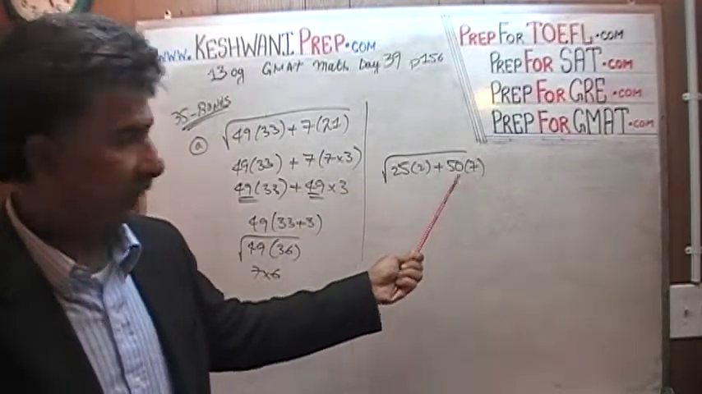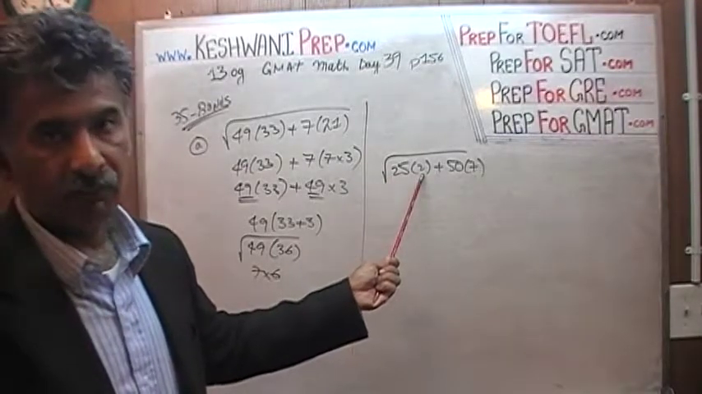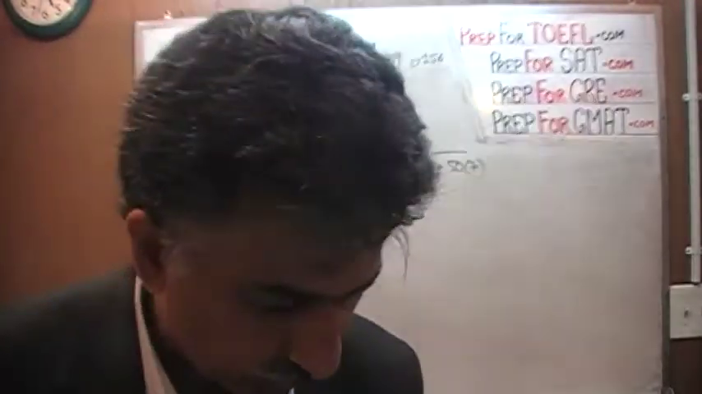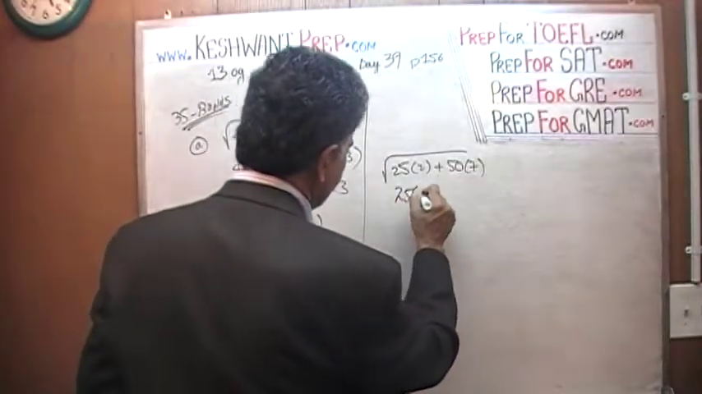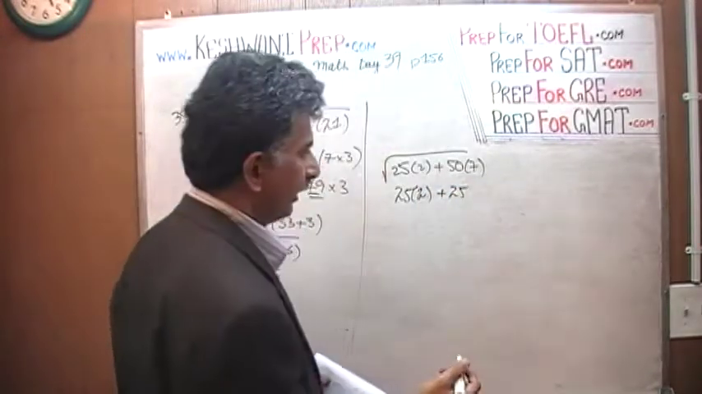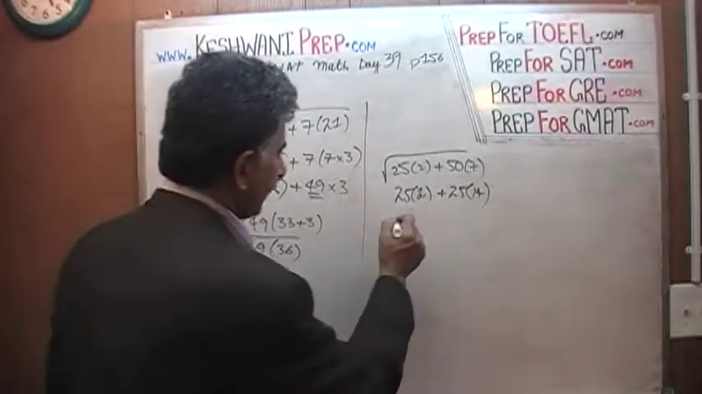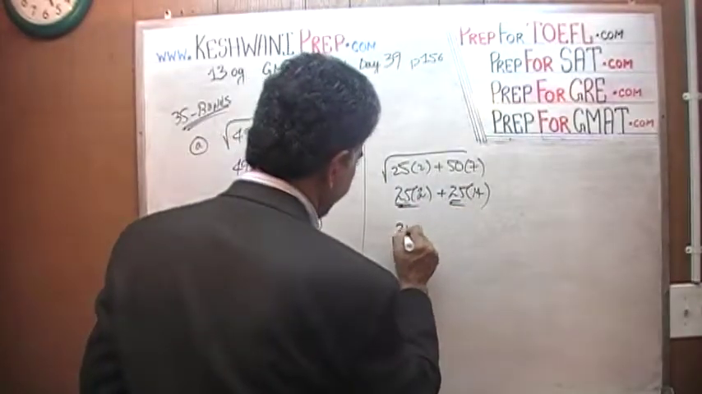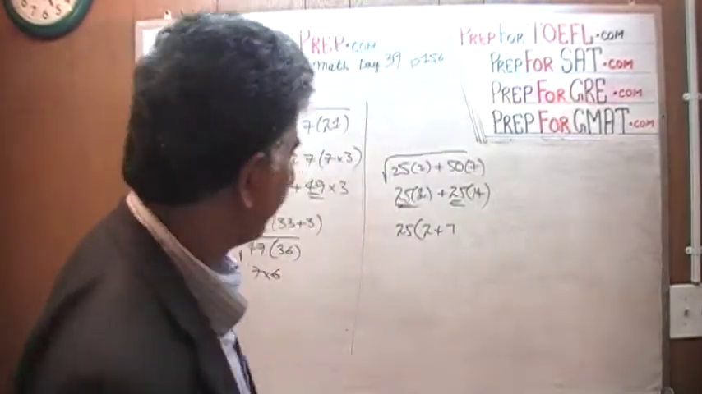50 times 7 is 350. 350 plus 50 is 400, and of course the square root of 400 is 20. But we're going to do it anyway just to learn the technique. So this can be written as 25 times 2, and 50 times 7 can be written as 25 times 14. Voila. You can take out the 25 common, and we end up with 2 plus 14, not 7.